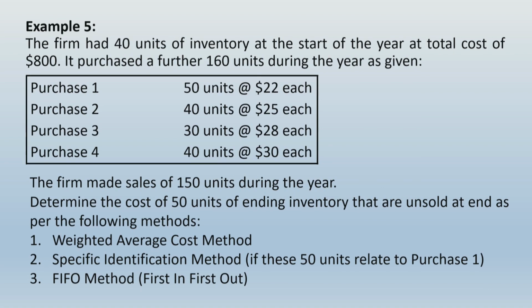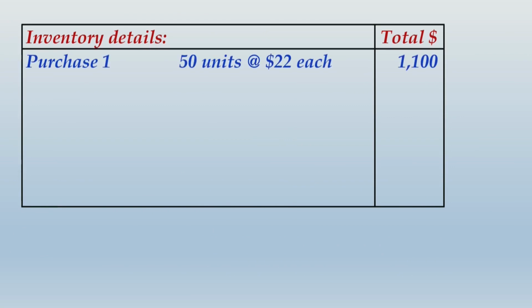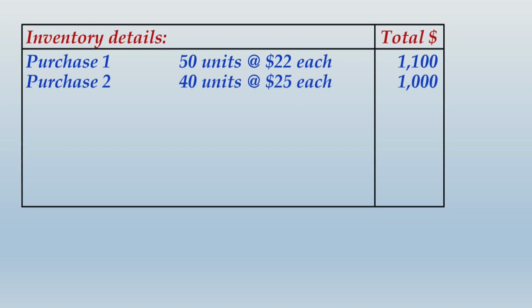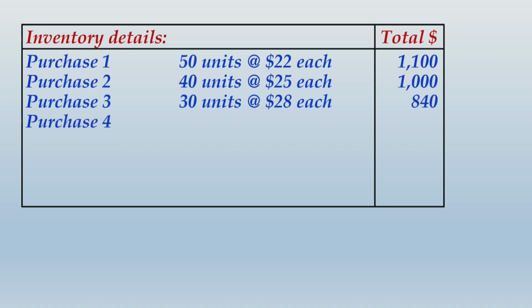So in the solution to the example, what you will first do is write up the inventory details. Purchase 1 was 50 units at $22 each, which is now valued in total cost as $1,100. Similarly, purchase 2, 40 units at $25 each is $1,000. Purchase 3, 30 units at $28 each, it will be $840. Purchase 4, 40 units at $30 each will be $1,200.